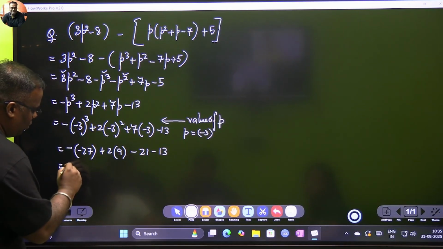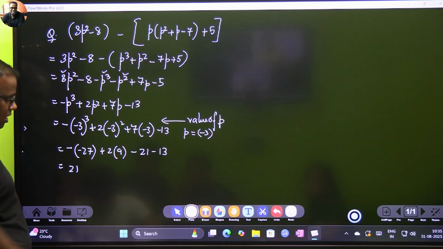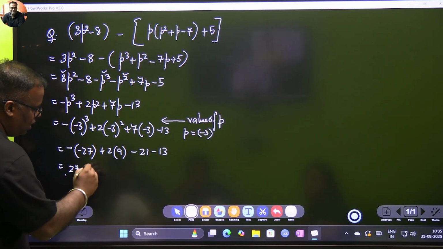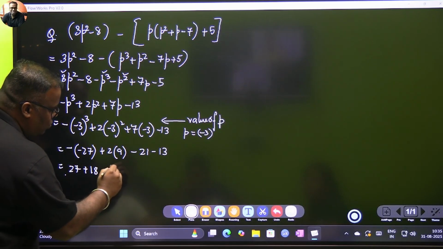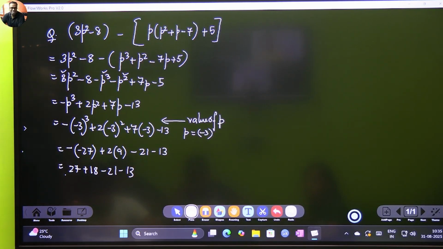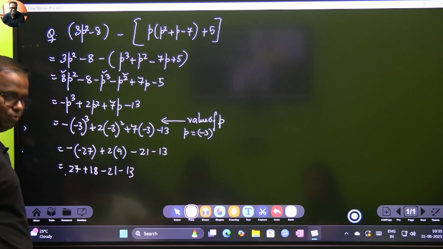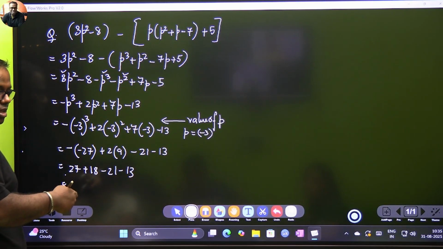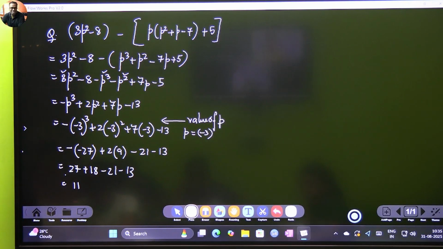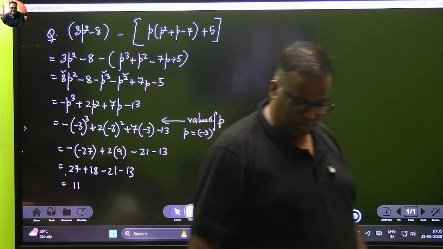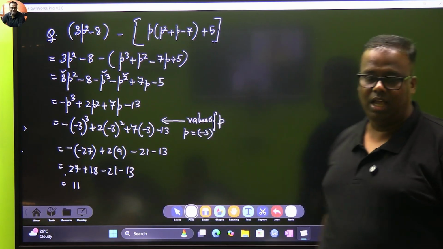Can we now wrap up all together? This is a 27. With that, I'm adding 18, then minus 21, minus 13. So 27 minus 21 is 6. 6 plus 18 is 24. 24 minus 13 is 11. I did it directly, but anyway it is correct, the answer we should get is the same. So just check the answer at the end of the day.